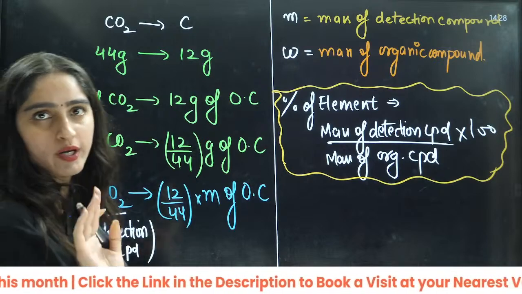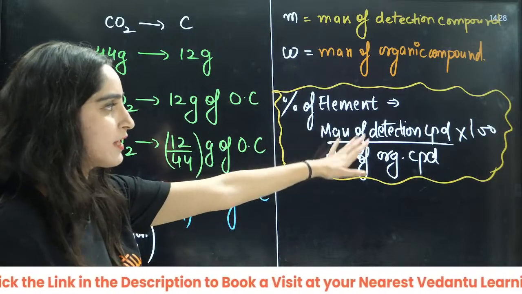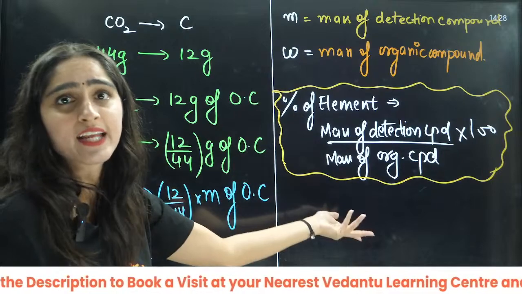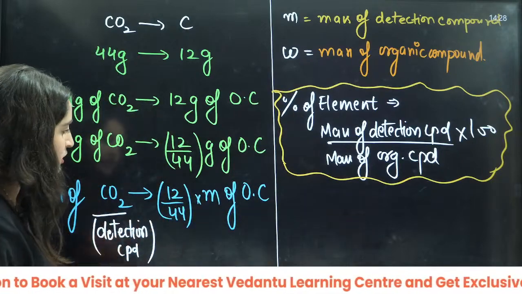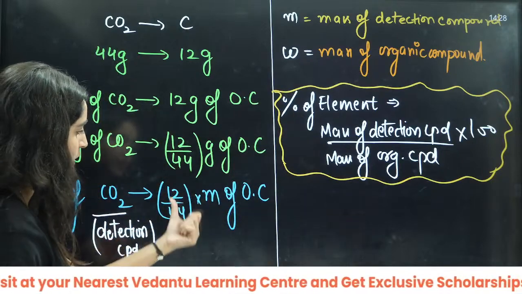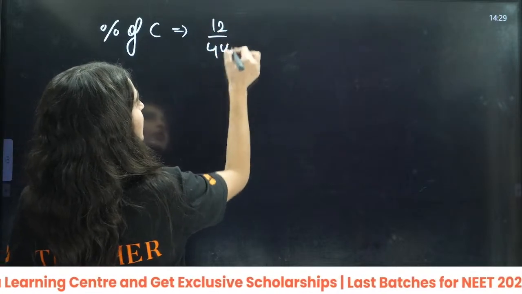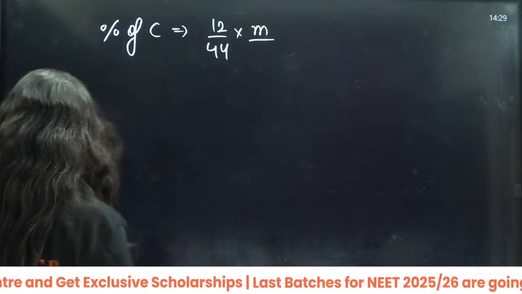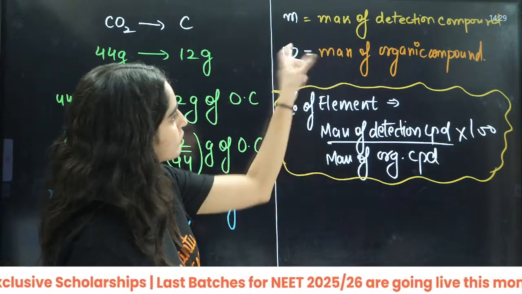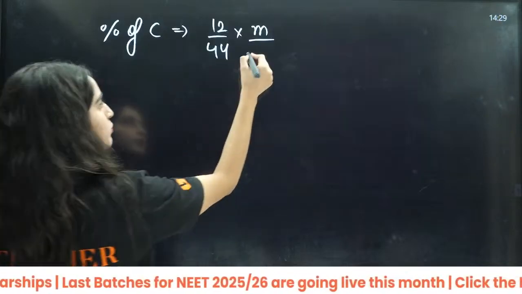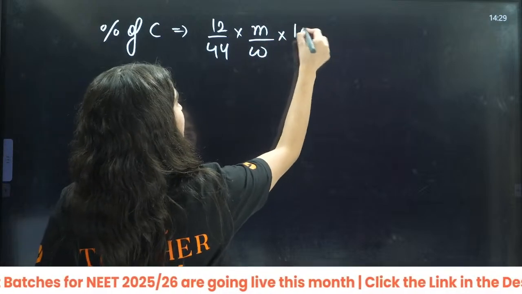But this is not a bookish language. I'm saying I have written "detection" because we are detecting it everywhere. So the detection compound is this. This is the mass, 12 by 44 multiplied by m, and I know the mass of the organic compound, that is W.